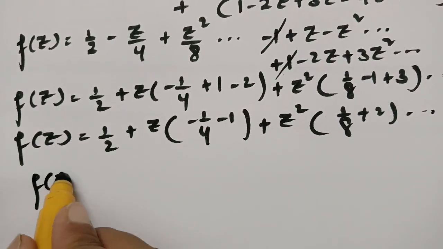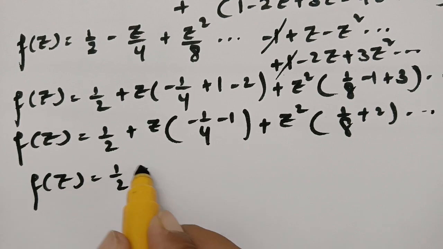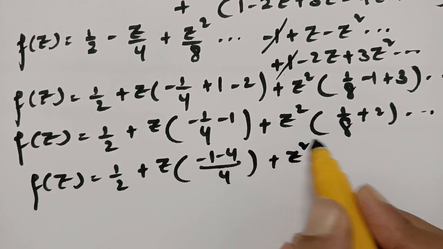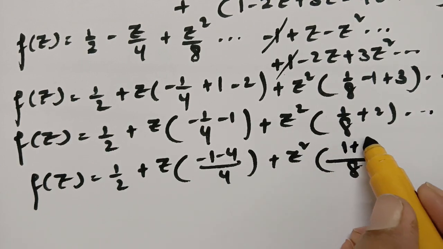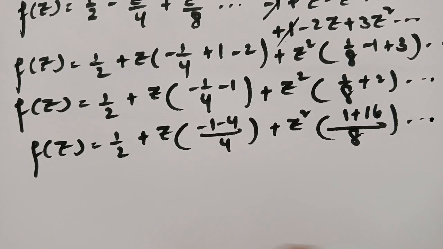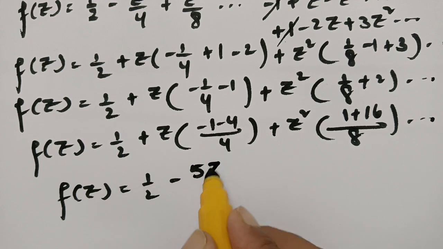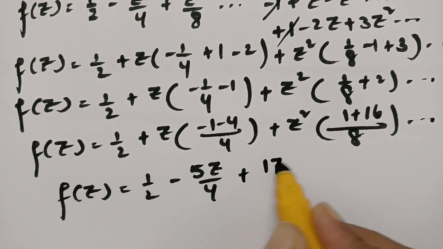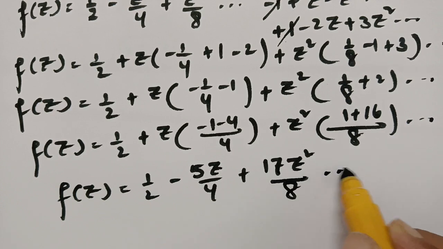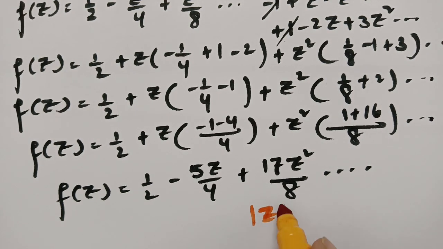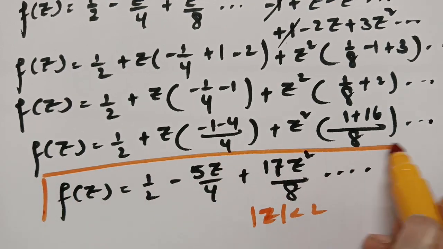So f(z) is equal to 1/2 times 1/2 plus z times (-1 - 4)/4 plus z² times, taking 8 as LCM, (1 + 16)/8. Therefore, f(z) is equal to 1/2 - 5z/4 + 17z²/8 and so on. So this is the Laurent series expansion for the case |z| < 2. This is the f(z) expansion for |z| < 2.